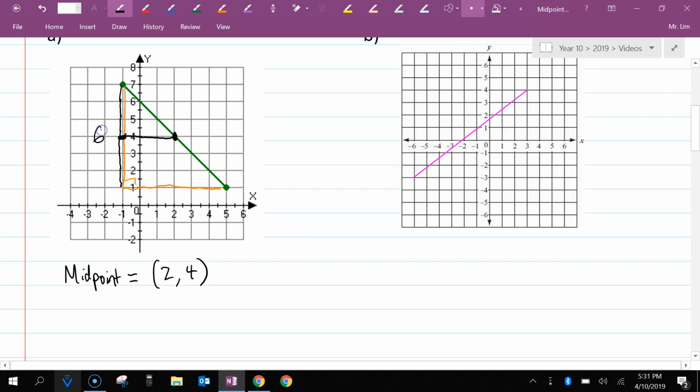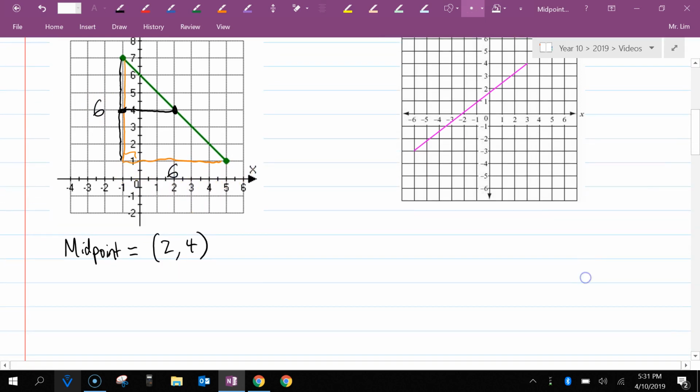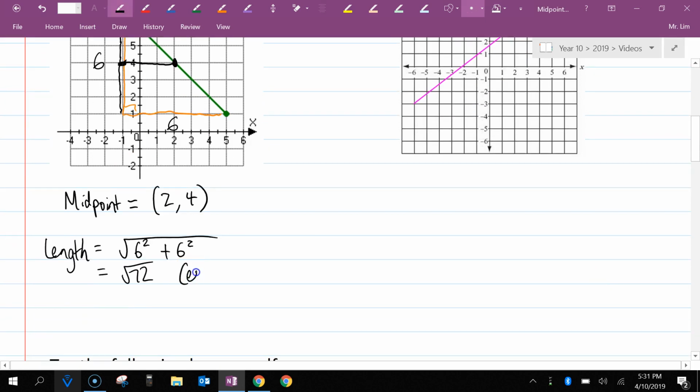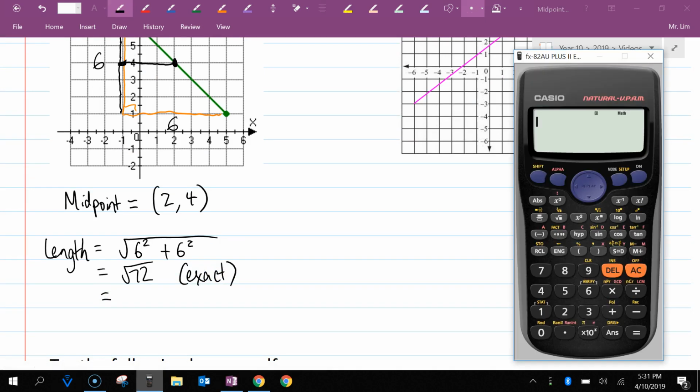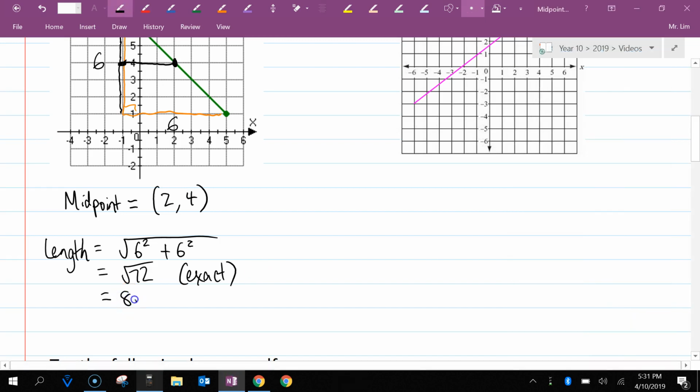So we know that this length is 6. If we count across, we can see that that length is 6. So when we find the distance or the length, we know it's equal to the square root of 6 squared plus 6 squared, which is the square root of 72. Now, if the question asks you to leave your answer in exact form, that's what your answer will be. But if it says answer the question to 2 decimal places, then just use your calculator: 8.49. Okay, units.